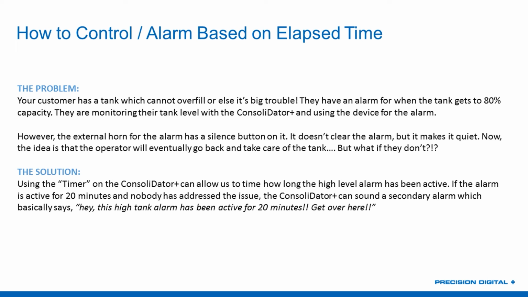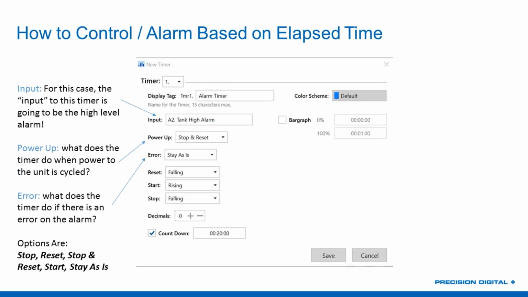Well, the solution is the Consolidator Plus can be used so that, let's say we get a high-level alarm, and after 20 minutes have passed and the alarm state is still there, no one's touched anything, we would like to set off another alarm so that we can maybe send a message to the control room or do something else. So basically what it is, the alarm comes on. If that alarm stays in alarm condition for 20 minutes or longer, we're going to throw a bigger alarm. So how do we do that?